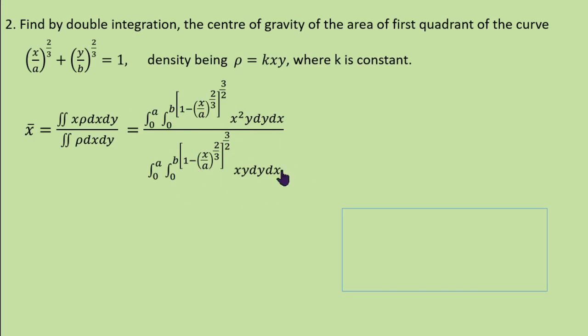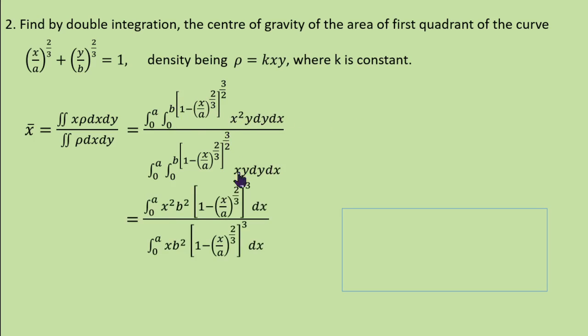Now, how to integrate this? Here you need some idea, by the substitution method. Integral of y with respect to y is y square by 2. Therefore, x square into y square by 2. In the denominator also, the integral of y is y square by 2 into x. Cancel 2 in the numerator and denominator. Now, the remaining term in the numerator is x square into y square. The upper limit of y is b into 1 minus x by a power 2 by 3 whole power 3 by 2.